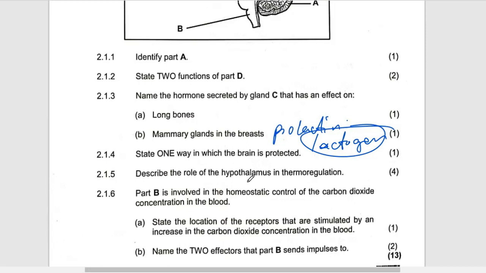Then they're saying that describe the role of hypothalamus in regulating thermoregulation. Remember that how does it control thermoregulation? What is thermoregulation before you know the function of hypothalamus in this regard? Thermoregulation is when the temperature is being kept constant under a narrow range. So how is the hypothalamus able to do this?